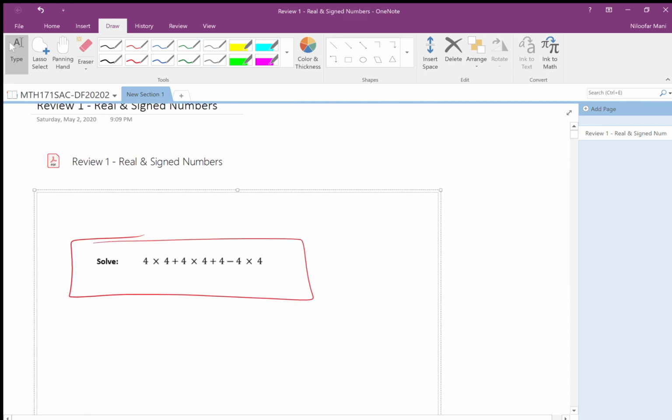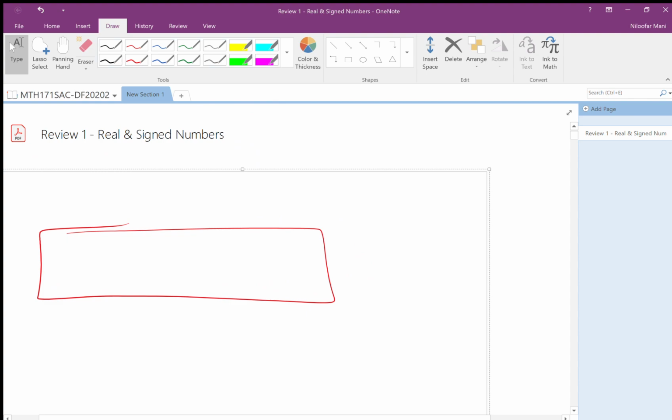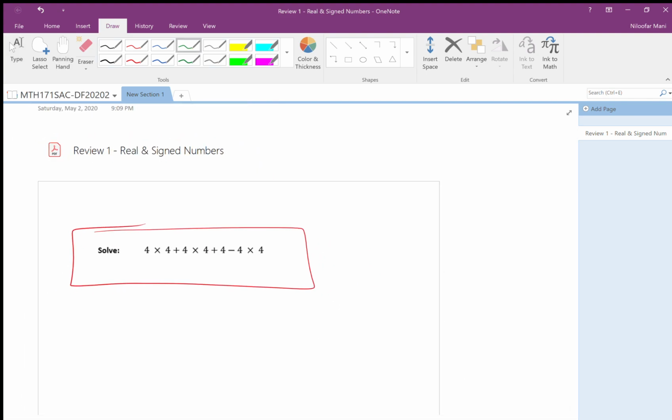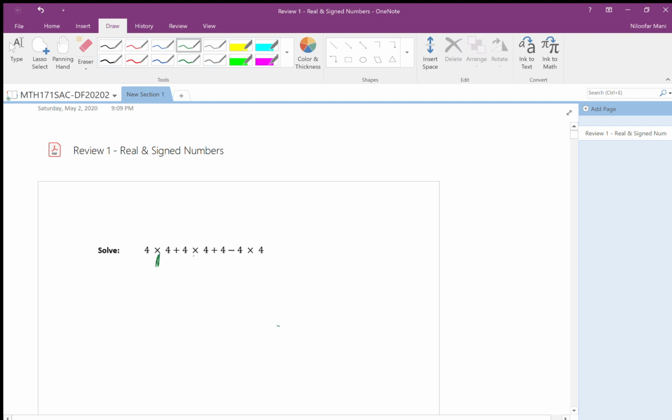Okay, this one is the first. What's wrong here? Which one do you do first? Okay, from left to right. I don't see any bracket, I don't see any exponent, so I do this one first, and this one next, then 3, 4, 5, and 6. Multiplication, yes.